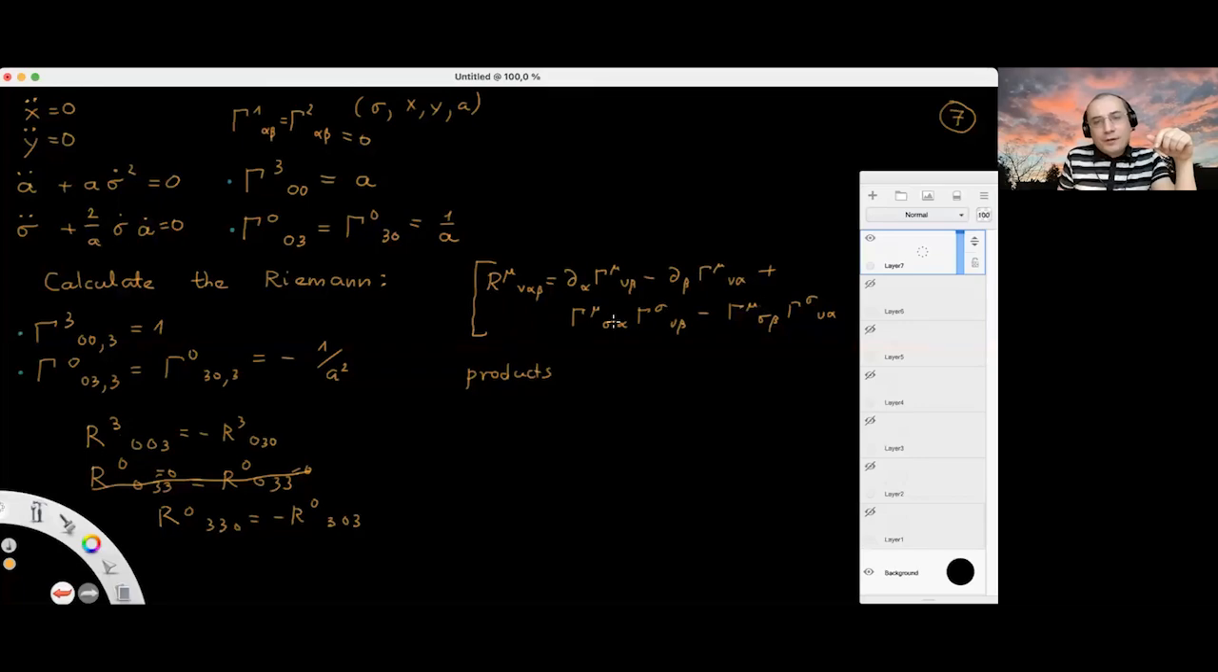At the moment, we have found these components. But then we also have products, and it's important to see into which products these non-vanishing components could contribute. So we've got 0, 3, and 3, 0. In order for them to contribute, you have to have a match between the index here and the index here. So one of the lower indices has to match one of the upper indices. Let's see what happens with these guys over here.